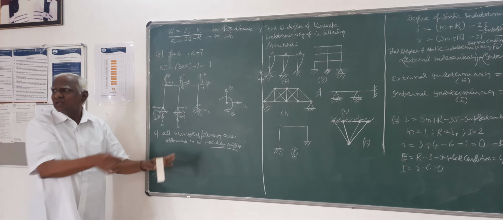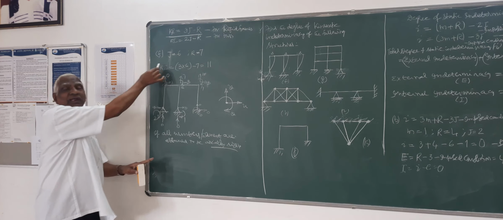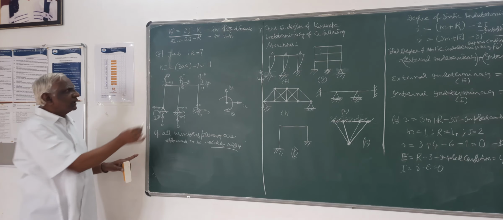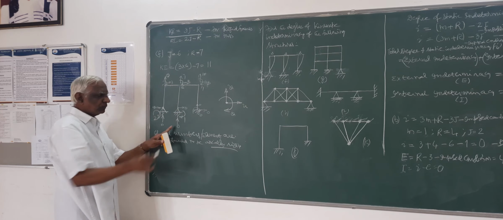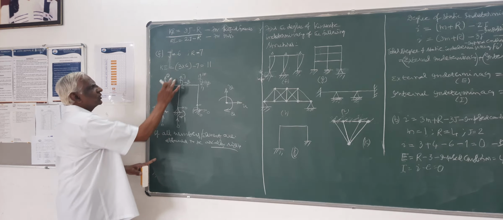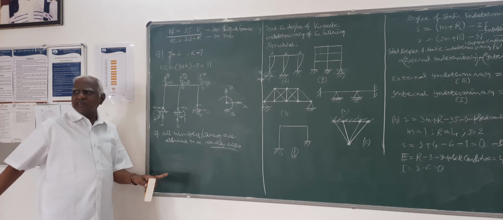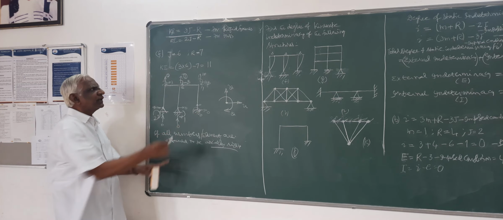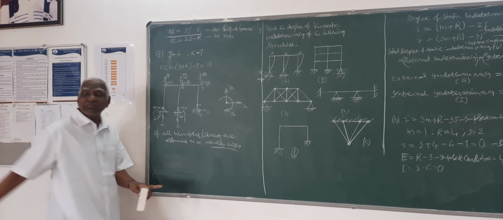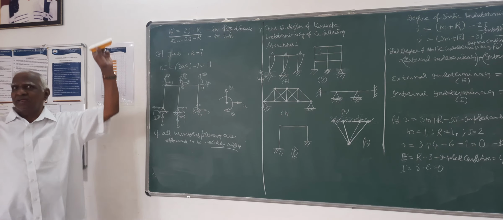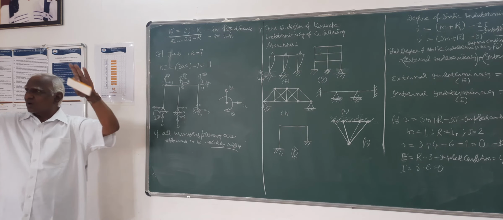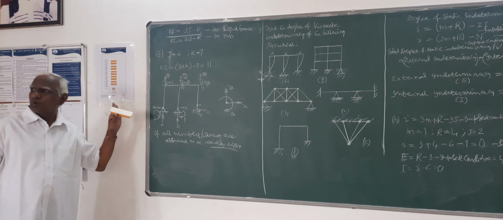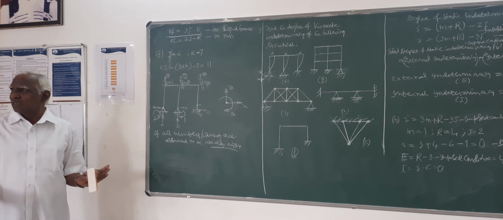So at B, there won't be any motion. Likewise, 7: if this moves, this also should move, but it is 0. So this also has to be 0. On the same argument, 10 also has to be 0. There won't be any translatory motion. That means beams are not undergoing any sway. Only columns are undergoing sway. This you have done in your undergraduate level.